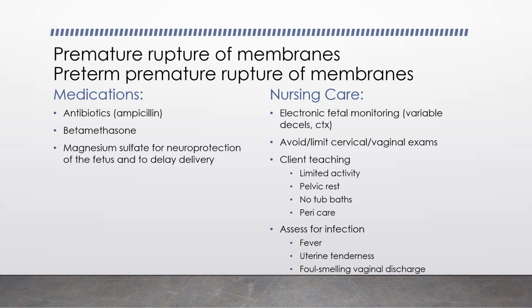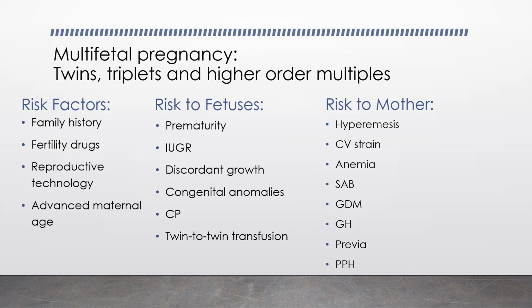As nurses, we would want to also assess for infection. They would be on Q4-hour vital signs. We want to assess for uterine tenderness, so if there's an infection starting, their uterus would become tender. And we'd want the patient to let us know if they start smelling a foul smell in their vaginal discharge. That also could be an indication of an infection.